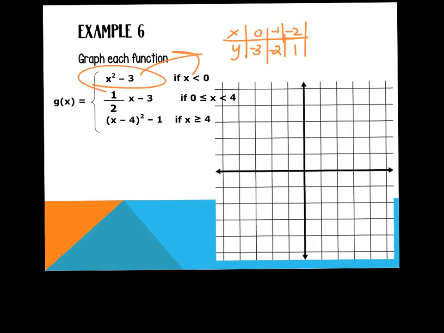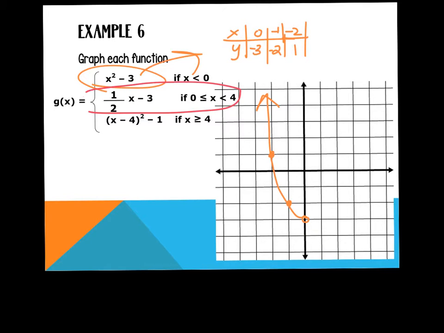So I've got 0, -3, which would be an open dot. I've got -1, -2, and I've got -2, 1. So my parabola would be like that. And this is obviously a little bit more exact because I actually have points instead of an estimation.